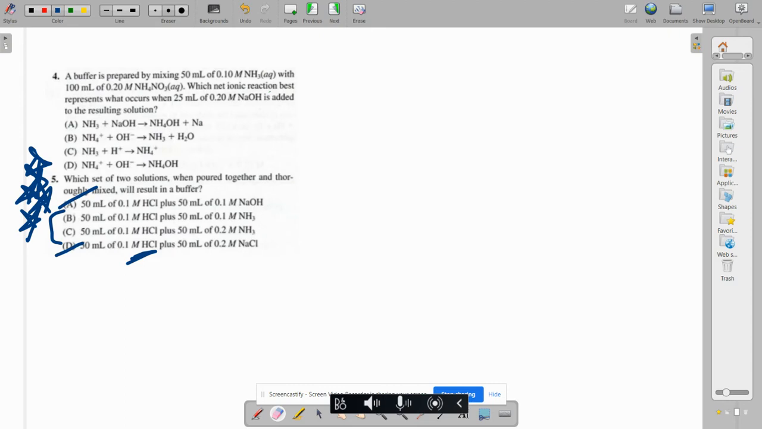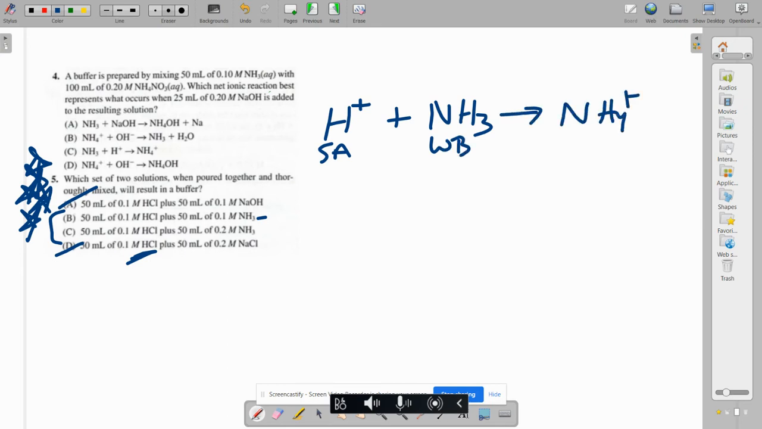Now I have to ask myself one question: does anything react in these mixtures? When I look at letter B, I see HCl and NH3. That is definitely going to react, so I'm going to stick to net ionic. I got rid of the Cl-. The strong acid is going to react with this weak base, absolutely, and we're going to make NH4+. Folks, that sounds like an ICE table, so I'm going to map out my values.